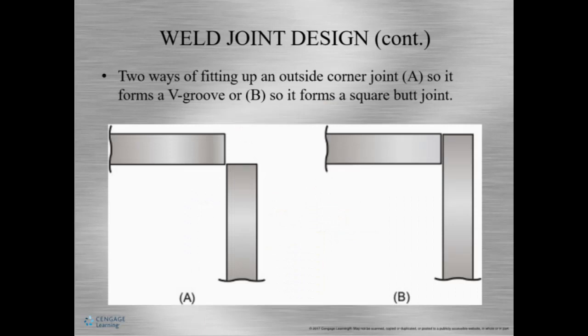When we talk about corner joints, they can be fit up in a couple of different ways. We can have them make a little V groove, an outside corner here, but we can also butt them edge to edge and it forms a square butt joint. If you need some more information on this, you can also go to the video library. It says what you need to know, and we talk about joint design and positions.